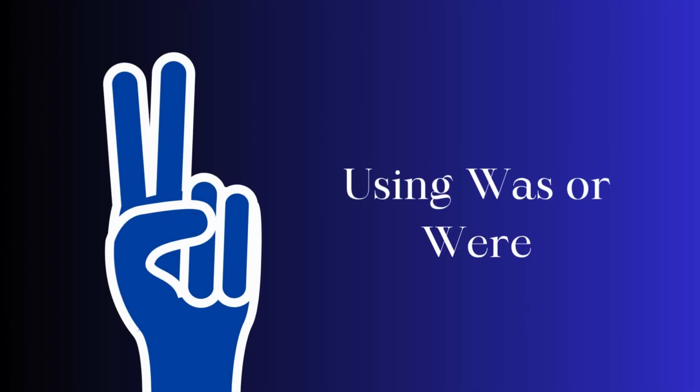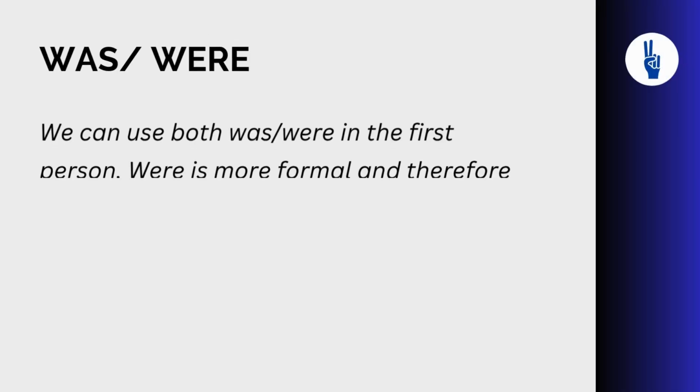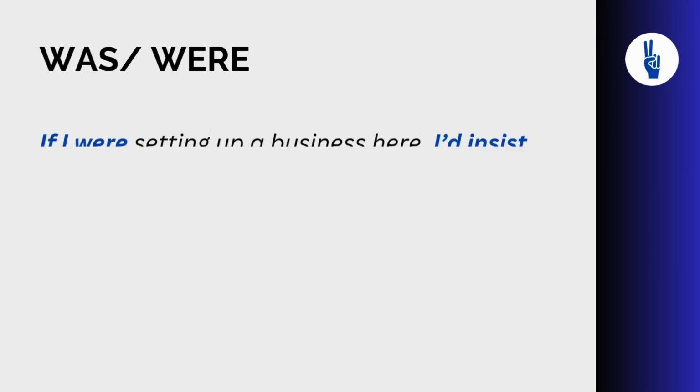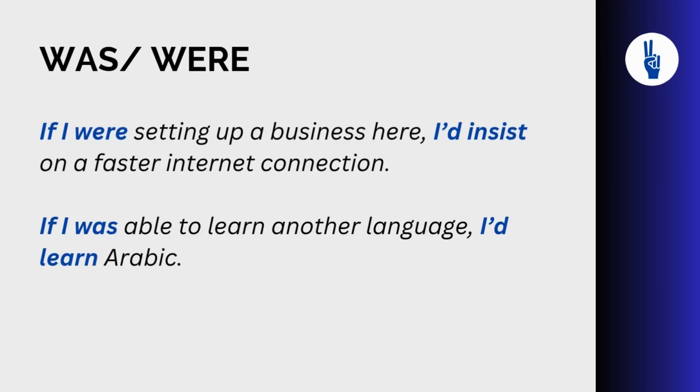Was or were? We can use both was or were in the first person. Were is more formal and therefore appropriate in written academic English. Was is more acceptable in spoken English or less formal written English. Take a look at these examples. If I were setting up a business here, I'd insist on a faster internet connection. If I was able to learn another language, I'd learn Arabic.